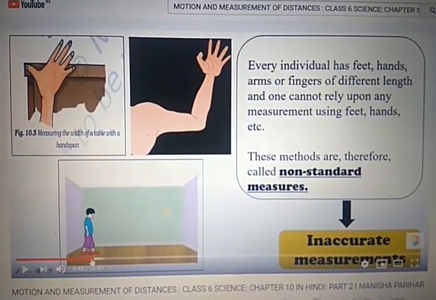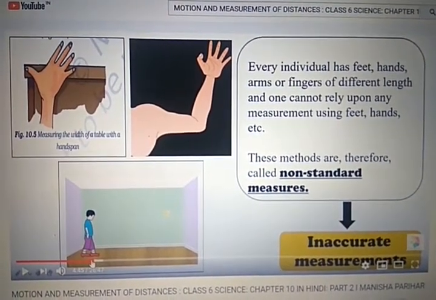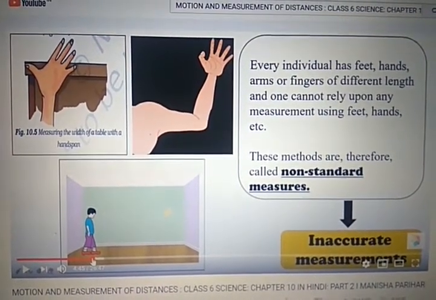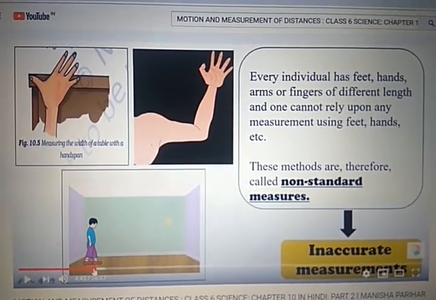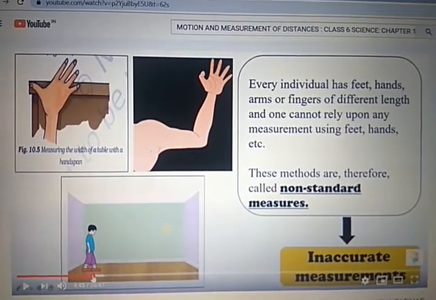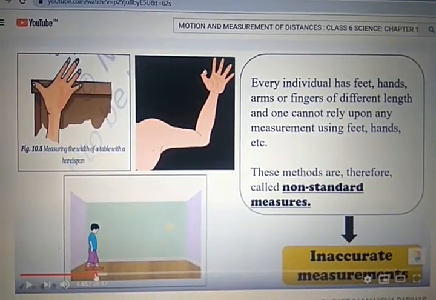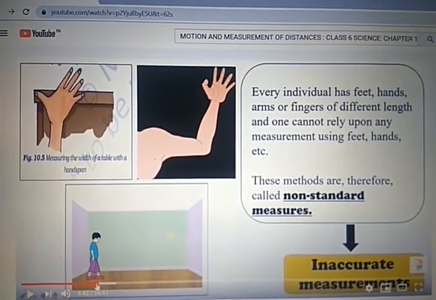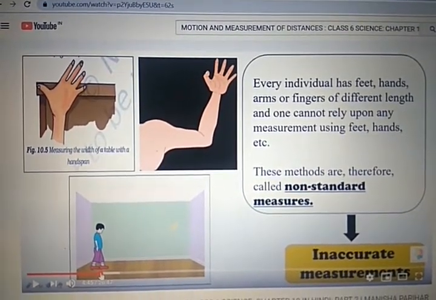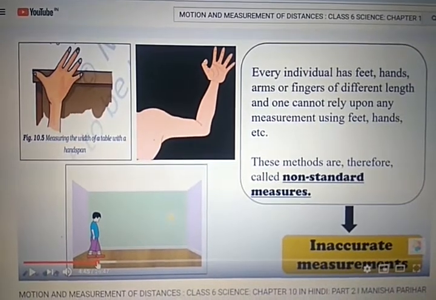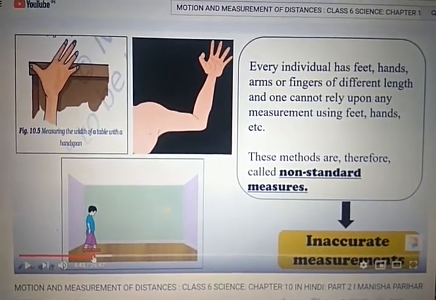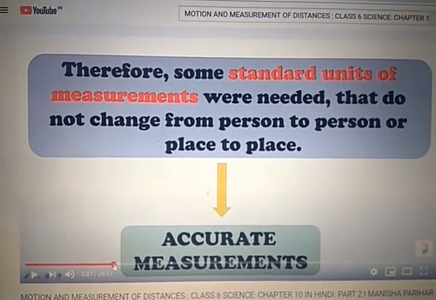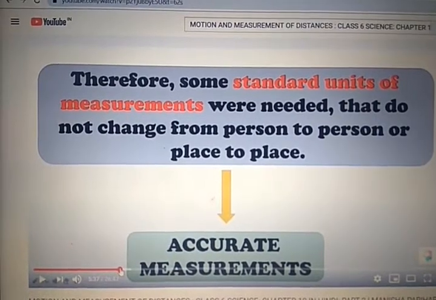But all these measurements are inaccurate. They are not standard measurements, right? Every individual has feet, hands, arms or fingers of different length, and one cannot rely upon any measurement using feet, hands, etc. So these methods are therefore non-standard measurements, meaning inaccurate measurements. Therefore, we require some standard units of measurement.